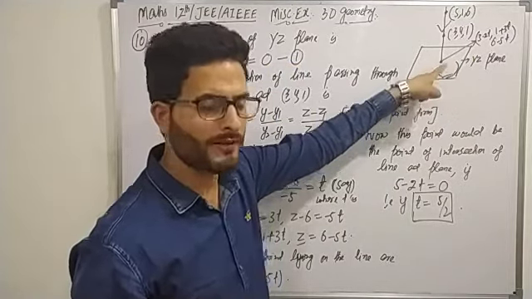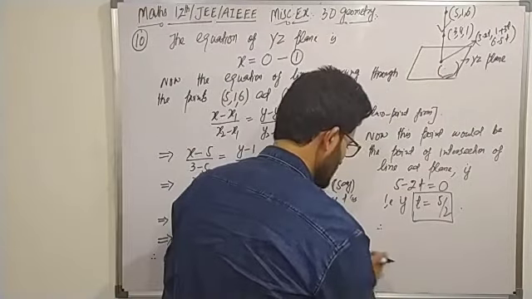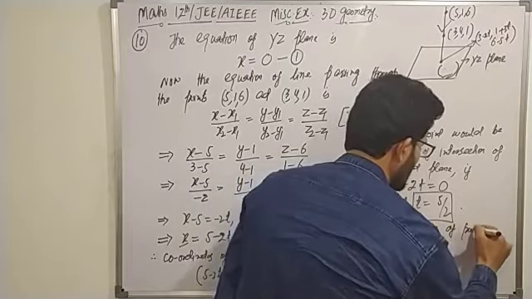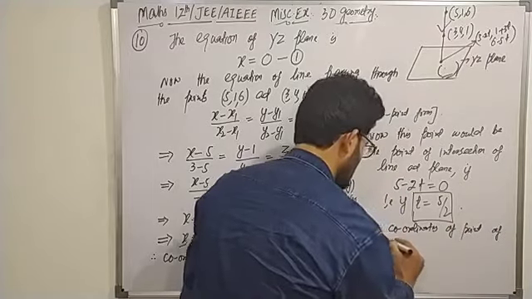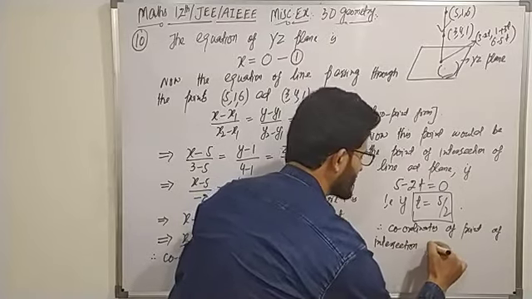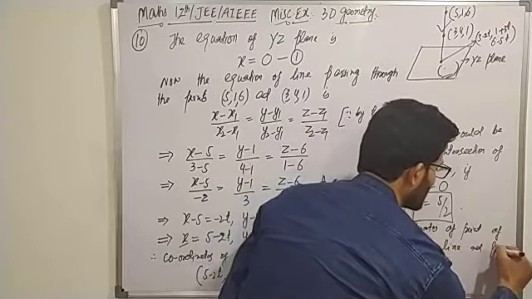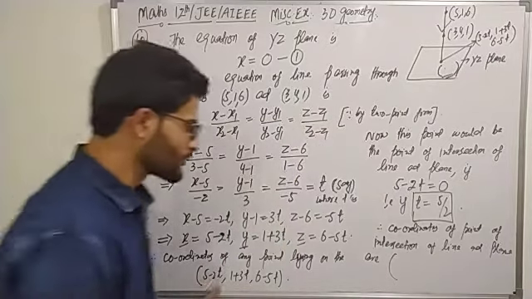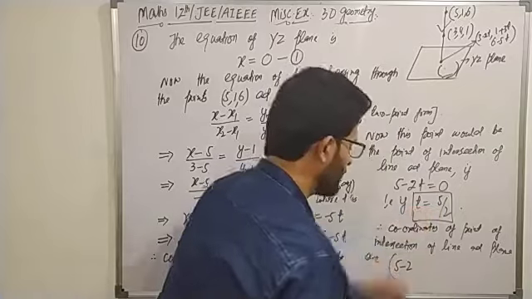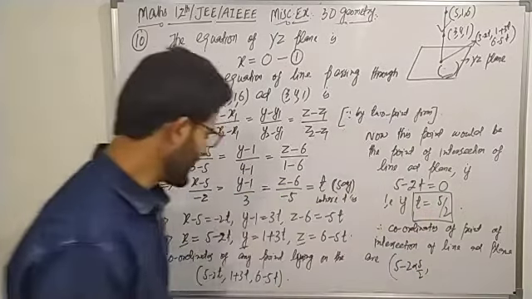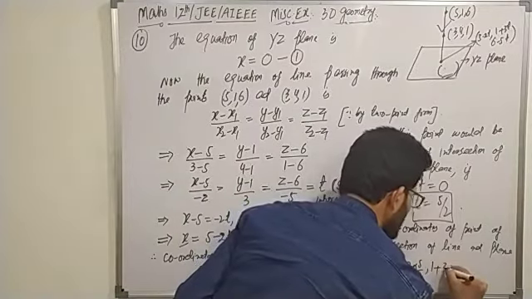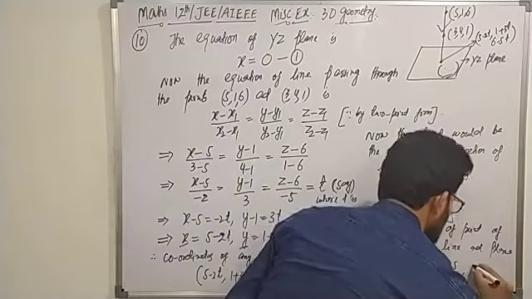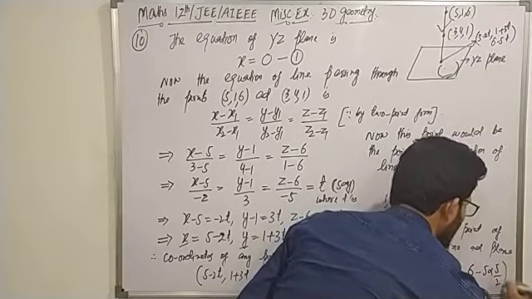So the coordinates of the required point of intersection of line and plane are: what will its coordinates be? 5 minus 2t, so that is 5 minus 2 times 5 by 2, comma, the y coordinate will be 1 plus 3t, so 1 plus 3 times 5 by 2, and the z coordinate will be 6 minus 5t, so 6 minus 5 times 5 divided by 2.